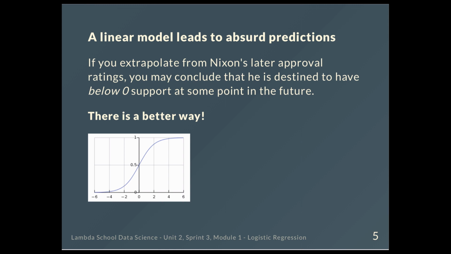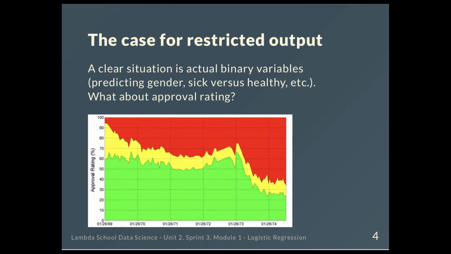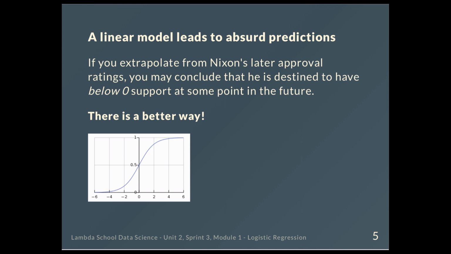So you could fit a linear regression, right? You could try to have a linear model, and you could extrapolate what Nixon's approval ratings are likely to be based on that. But if you do that, you might conclude that at some point in the future, he's destined to have below zero support because there's a downtick in this red line here. And if you extrapolate whatever events or data covariates you wish to correlate with it and say, well, if this keeps going this way, pretty soon he's going to have negative 10% approval, that's not a great thing.